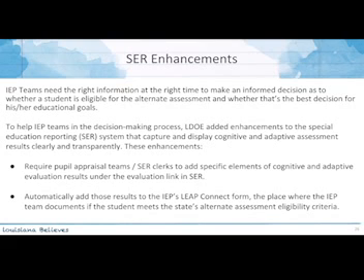The data captured in the evaluation link is automatically added to the IEP team's LEAP Connect form, the place where the IEP team documents if the student meets the state's alternate assessment eligibility criteria. These changes to SIR allow for IEP teams to have the necessary information to make an informed decision in the IEP meeting regarding participation in the alternate assessment. The information gathered by these enhancements directly relates to Criterion 1 of the eligibility criteria.